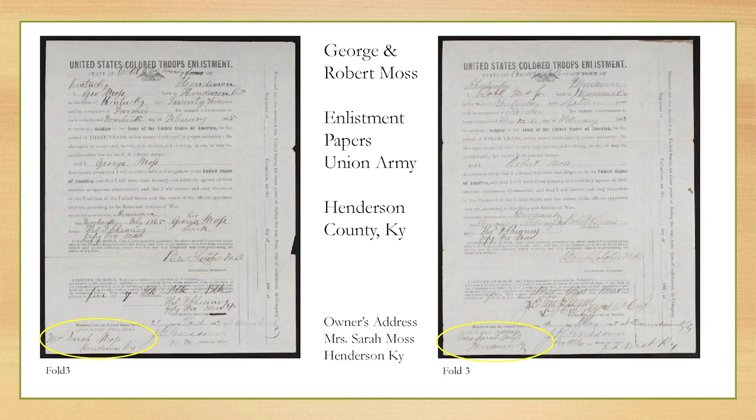These are enlistment papers from United States Colored Troops. This is for George and Robert Moss. They lived in Henderson County, Kentucky. It gives where they're from. It gives their age. And at the bottom, their owner's address, Mrs. Sarah Moss in Henderson, Kentucky.